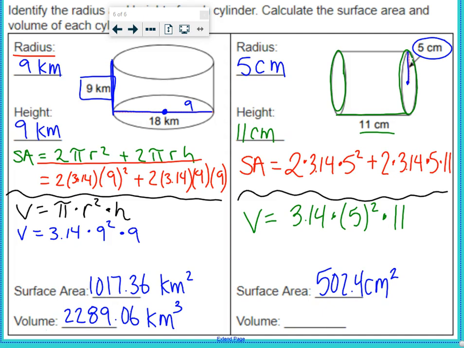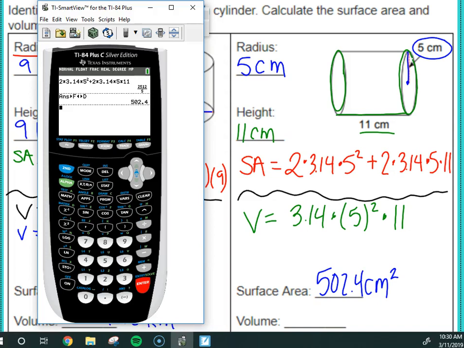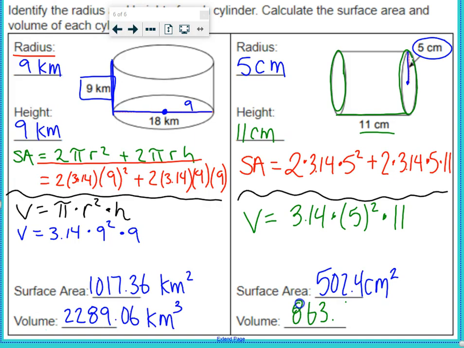Pull back up our calculator here, and we'll type in our volume. So we have 3.14 times 5 squared times 11. And again, you don't have to use the parentheses as long as you split everything up with the multiplication symbol. Press enter. And again, we'll get back to a decimal answer where we get 863.5. 863.5, and remember, volume is units cubed, so centimeters cubed.